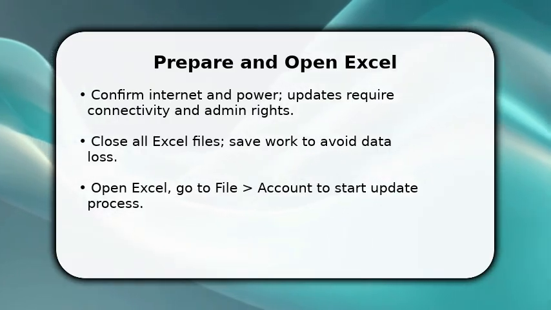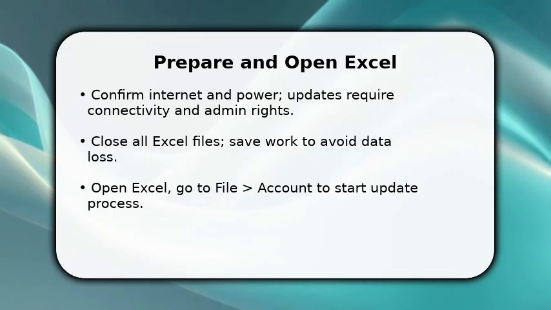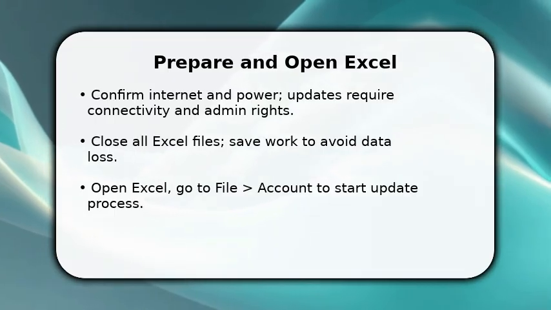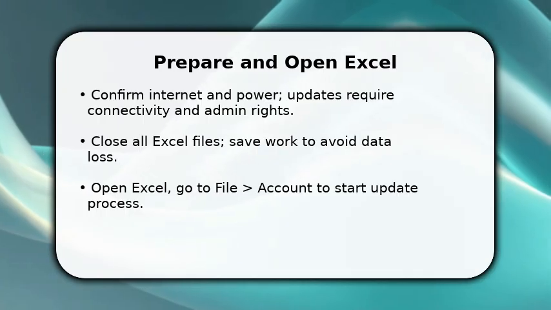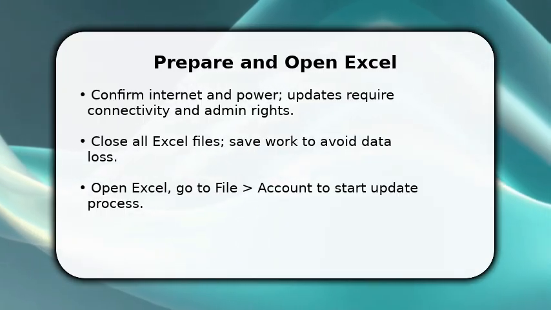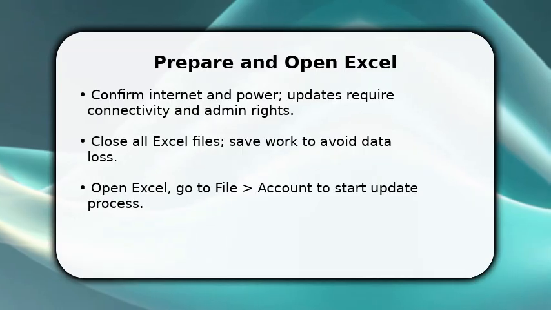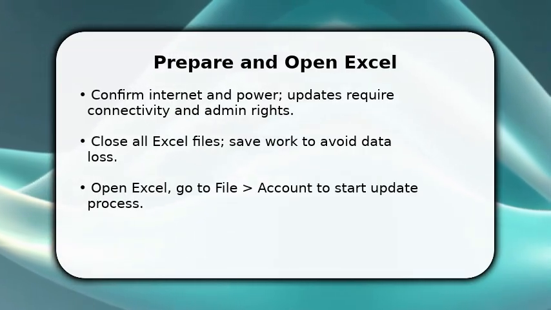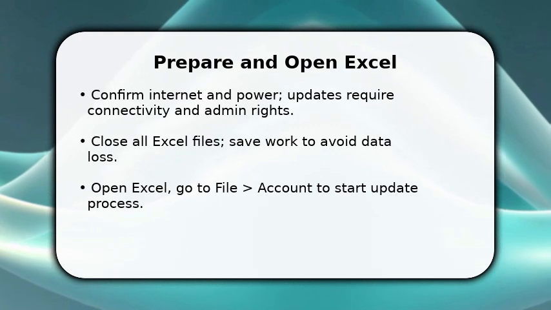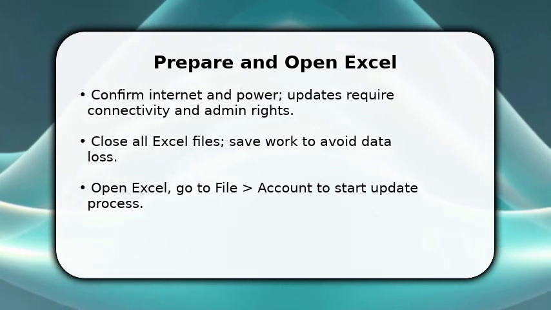Now open Excel and navigate straight to File, then Account. This is where Update controls live. Make sure you're signed into the correct Microsoft account so the product recognizes your license. From here, you'll see the Update Options button. Click it to reveal the first actionable choices and proceed to install.